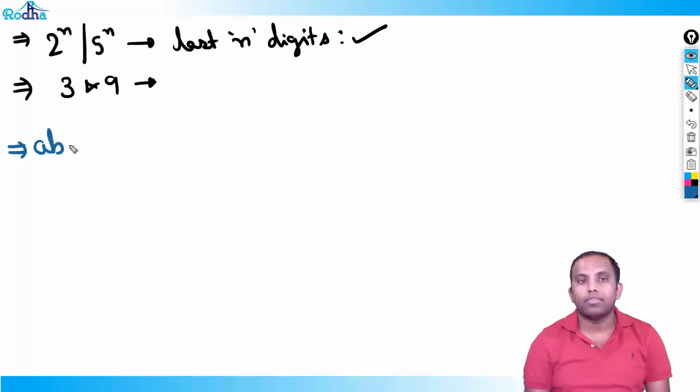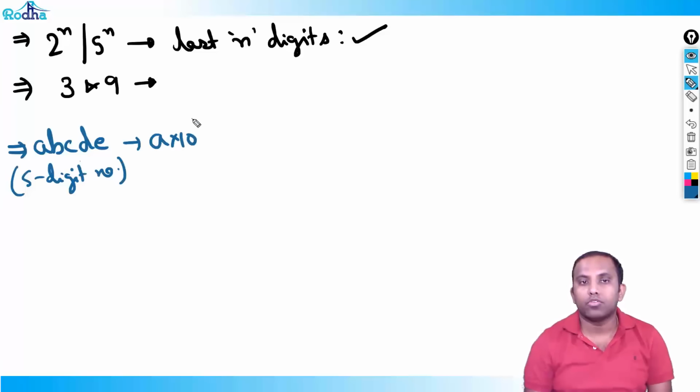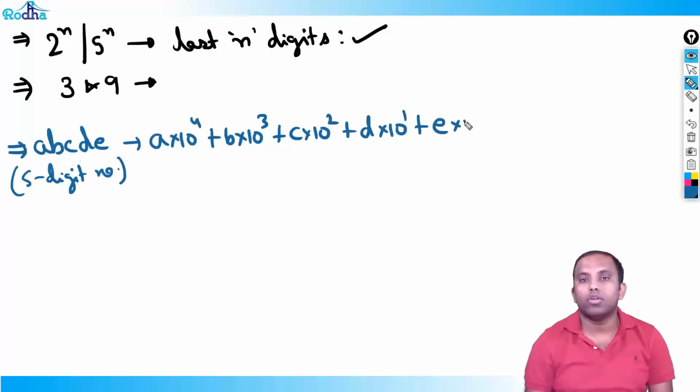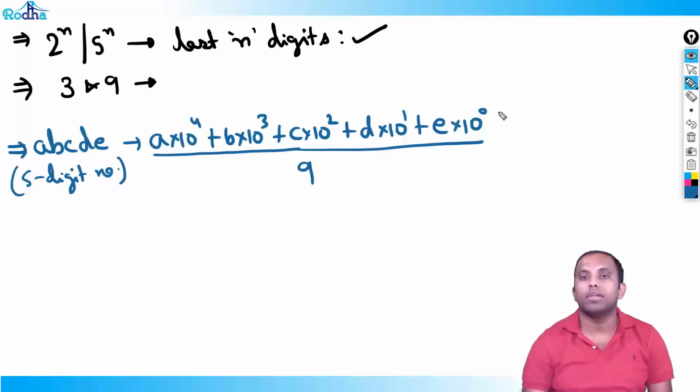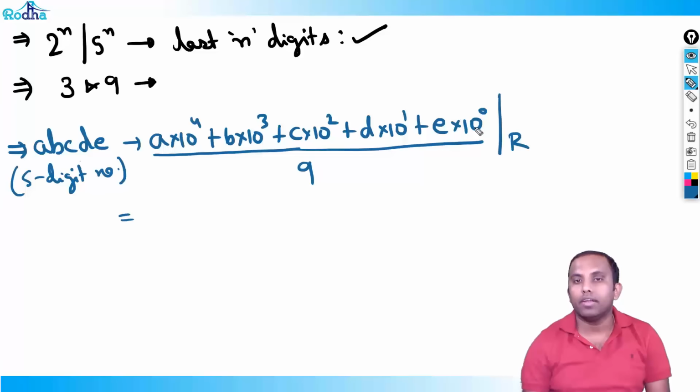Take A, B, C, D, E as a 5-digit number. I can break it like A into 10 raised to 4 plus B into 10 cube plus C into 10 square plus D into 10 raised to 1 plus E into 10 raised to 0. Now, if I am dividing this whole number by 9, what is the remainder? You look at only the powers of 10.